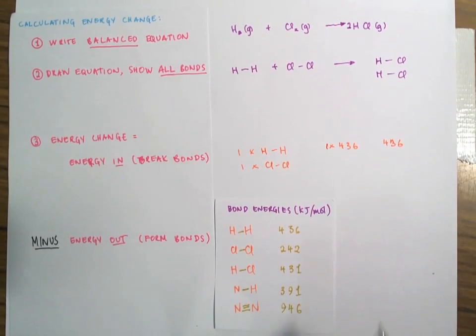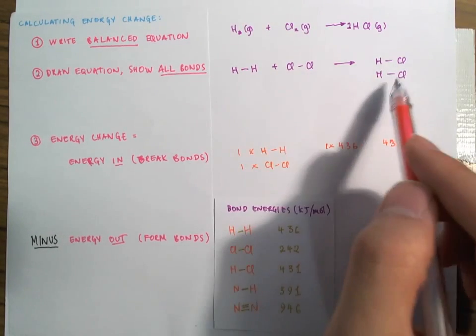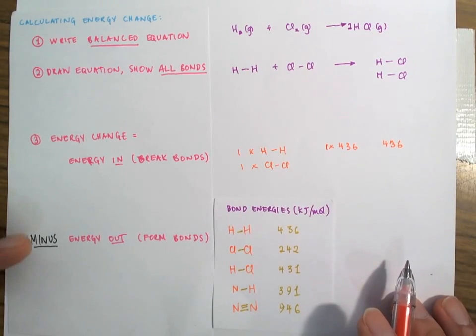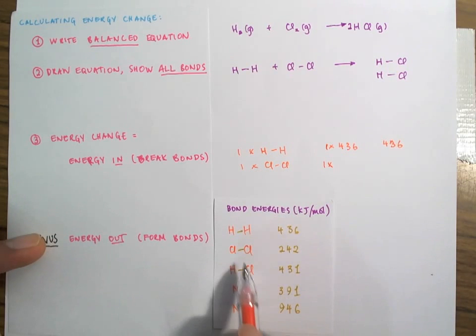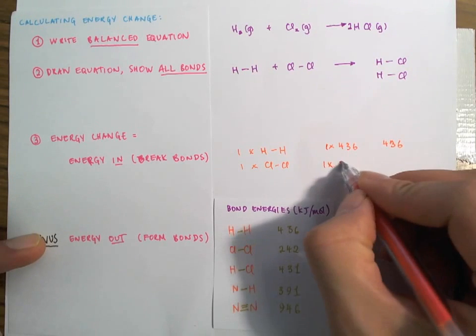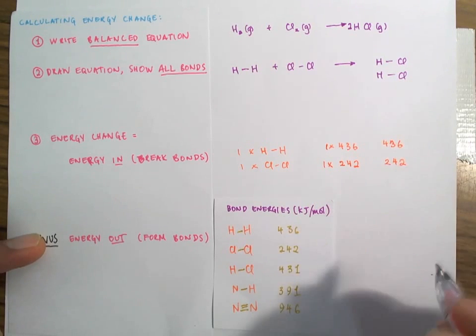Remember, these are the bonds that we are breaking, right? We're breaking bonds here. We're only breaking bonds in the reactants, not in the products. So I'm just going to write the reactants on here. And by looking at the table, we see that the Cl bond is 242 kilojoules per mole. So I'll write 242 there to give me 242 here.